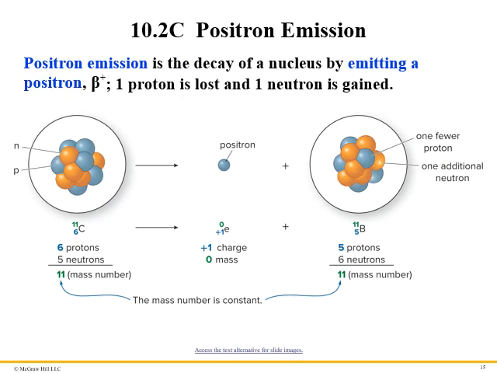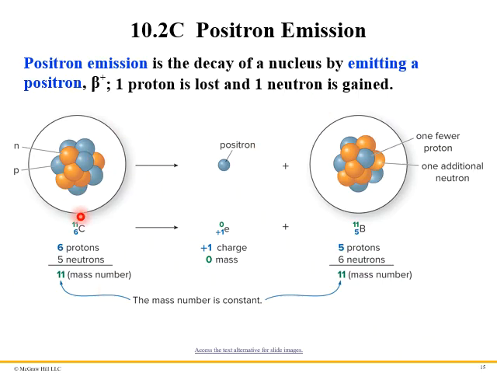Positron emission is the decay of a nucleus by emitting a positron, or that beta plus. In this case, one proton is lost and one neutron is gained. The neutron doesn't really have an effect on the identity, but the proton does. So we have to take a look at those symbols.